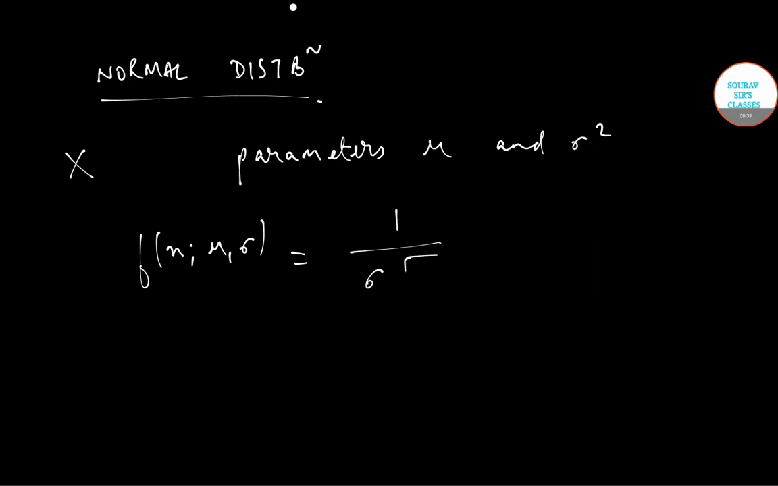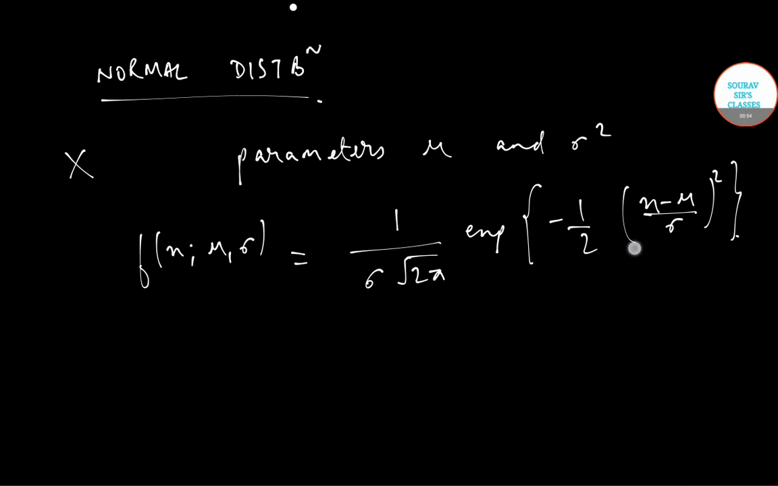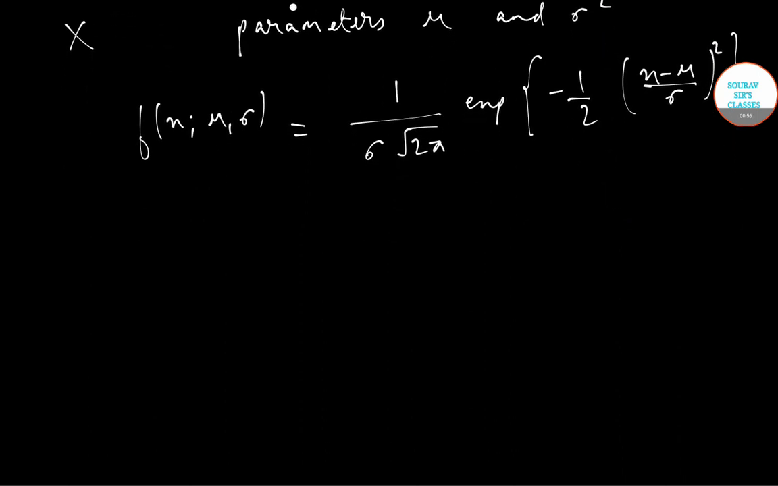1 by sigma root 2 pi exponential minus half x minus mu by sigma whole squared, and it is represented as x follows normal with mean mu and variance sigma square.